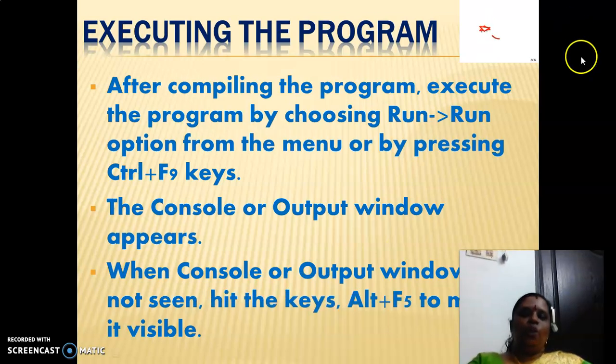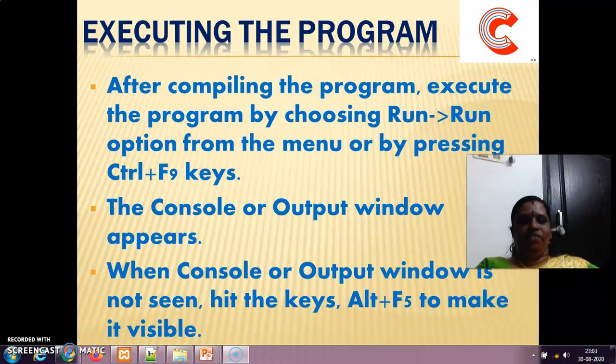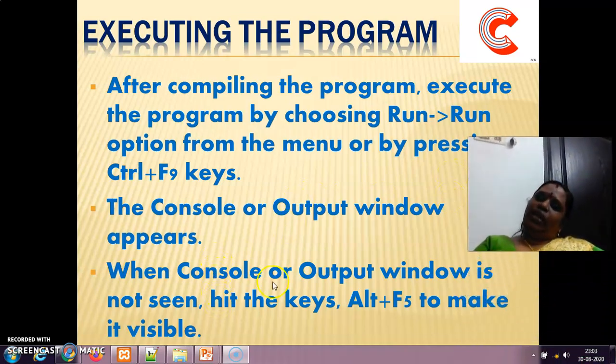When the console or output window is not seen, hit the keys Alt plus F5 to make it visible. So, when the output window is not seen, you want to click Alt plus F5 to make it visible.